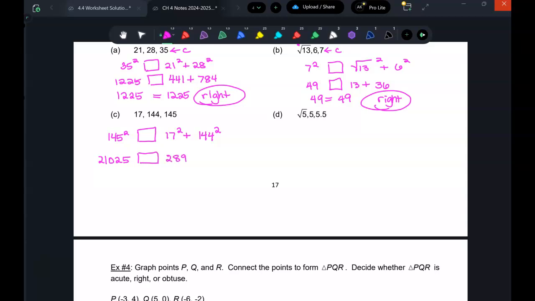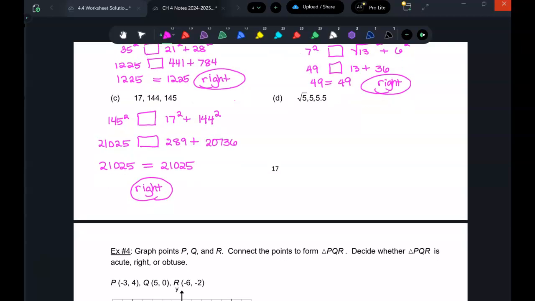Is it a right triangle again? Yes. What's 144 squared? 20,736. 144 squared is 20,736. And we get the same thing. Do we agree? Yeah. Cool. 145 squared is 21,025. So this is also a right triangle.